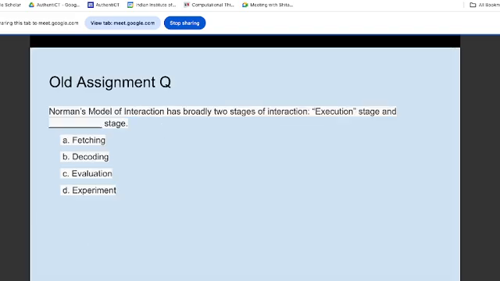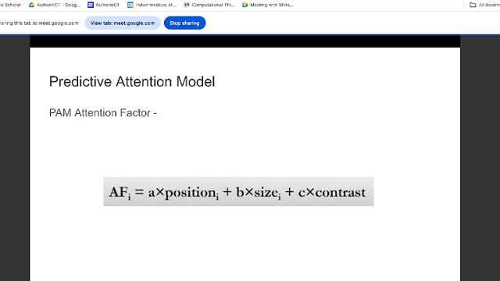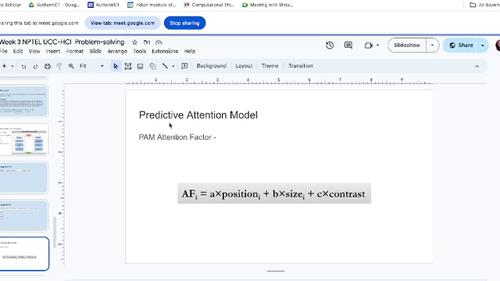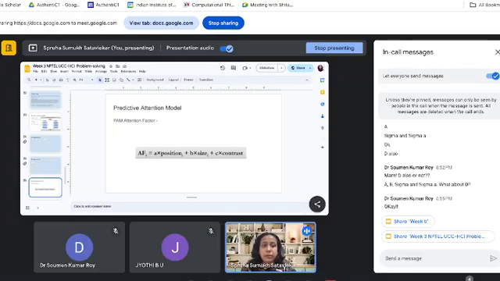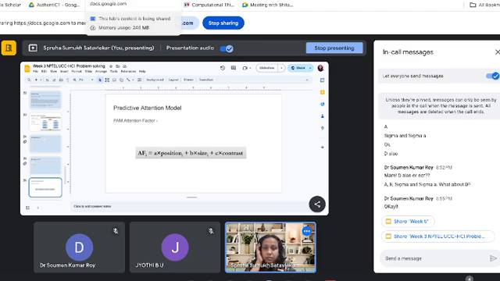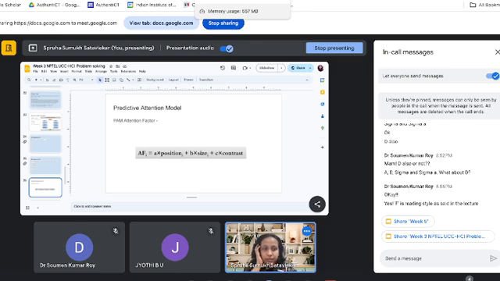Attention factor, where did we have it? Okay. So it talks about the position, size and contrast of the ith element to be placed in such a way that the user's attention doesn't get reduced on that factor. So it is about a static model. First of all, it is not about a dynamic model. Yes.